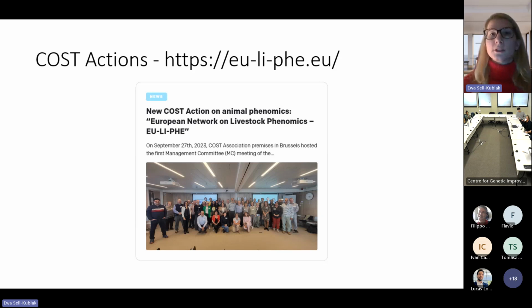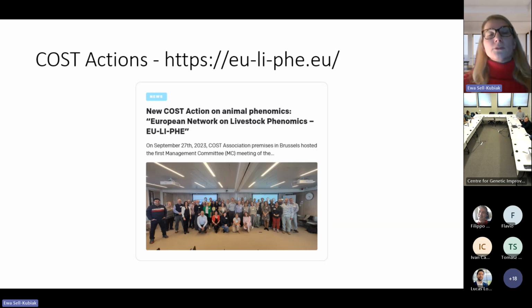I'm involved in two. This one is probably more linked with what you're working on. It's the European Network on Livestock Phenomics. We're focusing on gathering all types of information linked with any kind of phenomic data you can collect on animals, and trying to see how we can combine it all and use it in livestock. This is a European initiative, but you can still become part of working groups, and with this you can get information about workshops, meetings, and online lectures from different people involved in this COST Action.